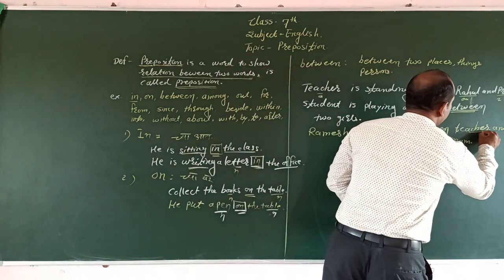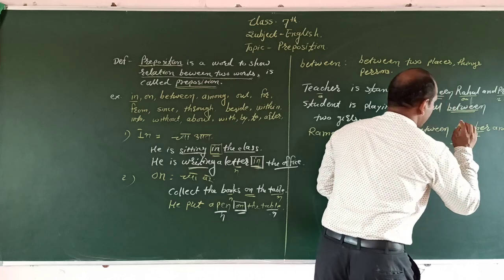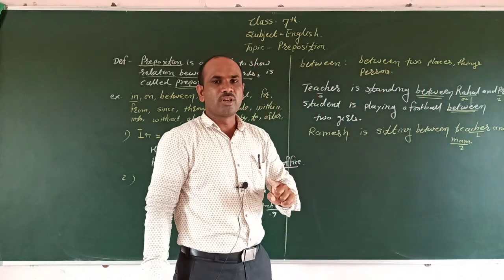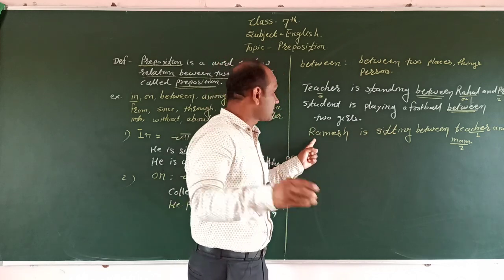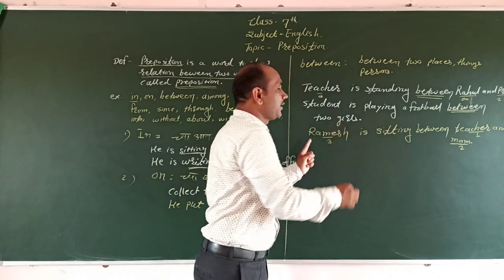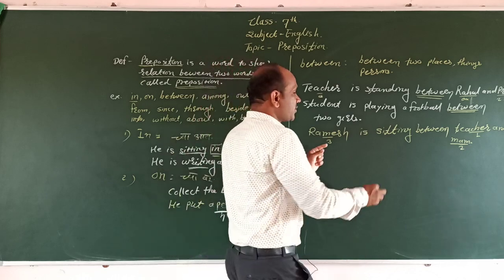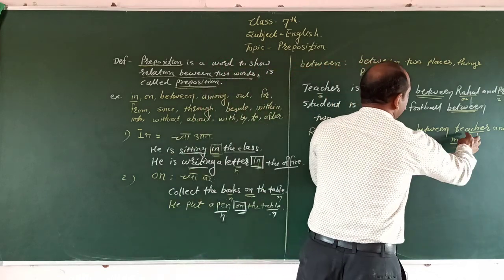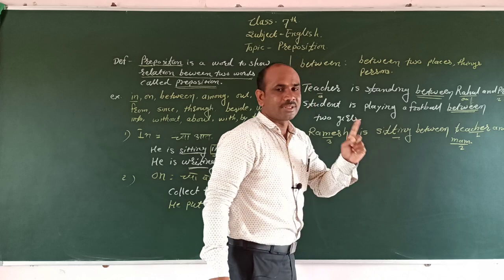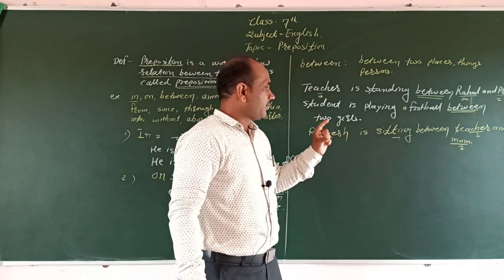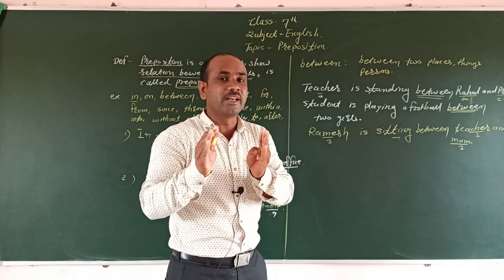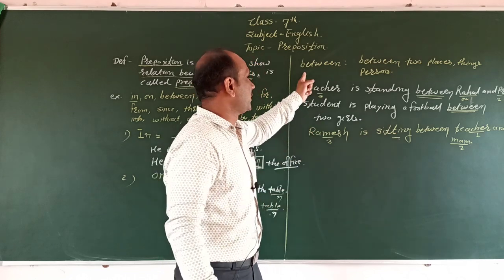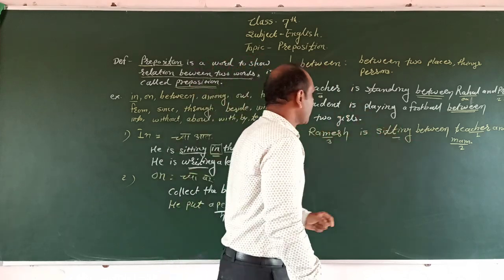Teacher is one person, ma'am is a second person. But who is sitting between two persons? Ramesh is sitting between the two persons. It means here sitting is one word, and teacher and ma'am are the second words. Between the two words, they are showing some relation, and therefore we call between a preposition.